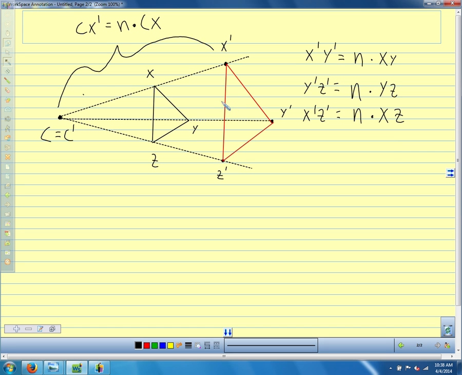So this triangle, whatever our scale factor is, is the scale factor times bigger. To find the scale factor, I take the length of the bigger figure, x prime y prime, and divide by the length of the smaller figure, yz. That's also equal to y prime z prime over yz, and also x prime z prime over xz. I always have my image length in the numerator.